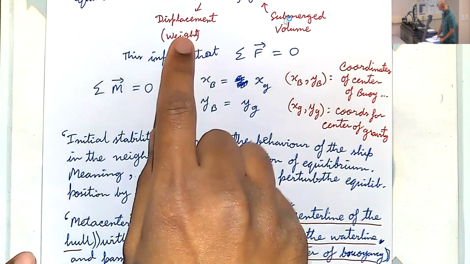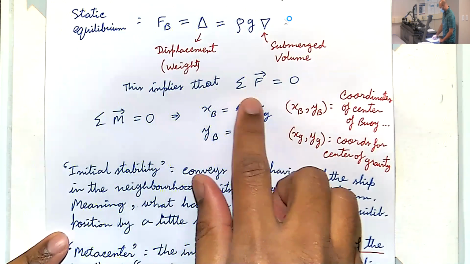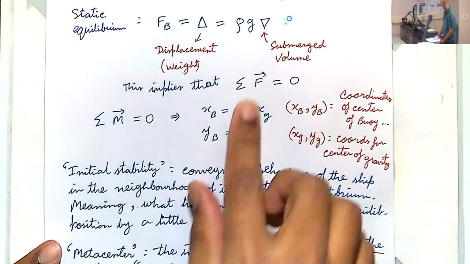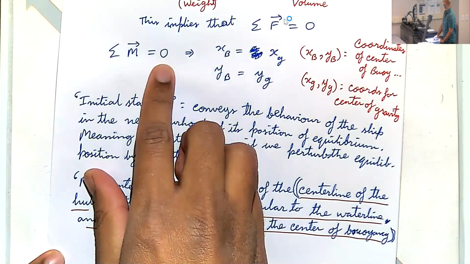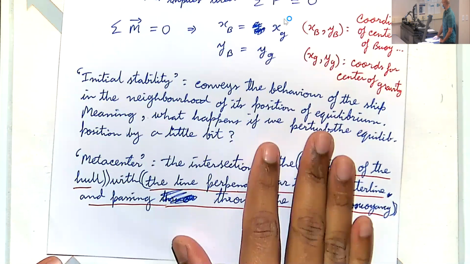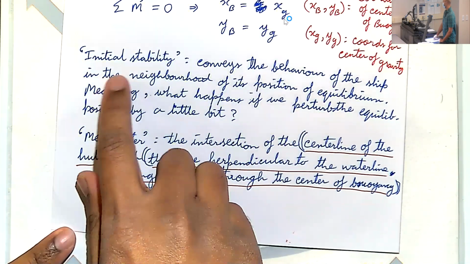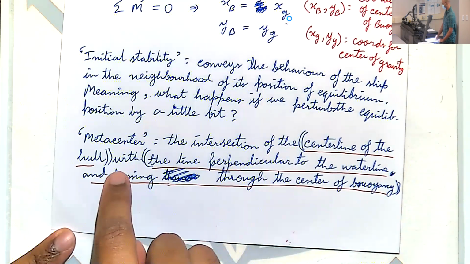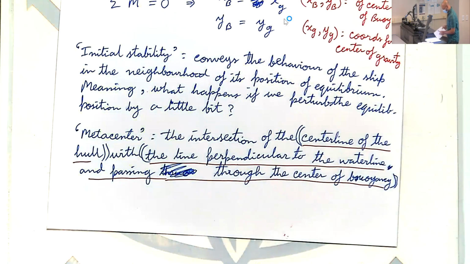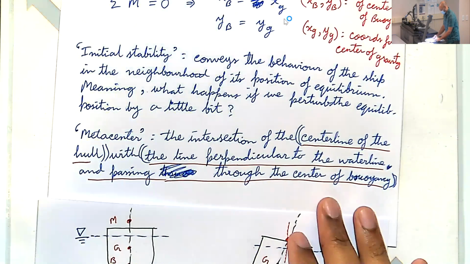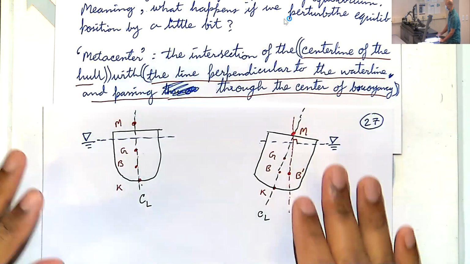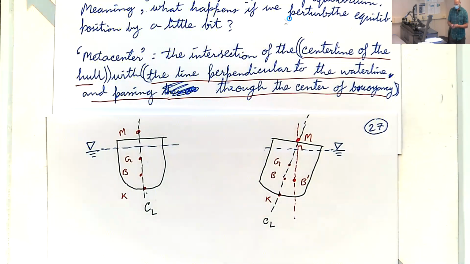So yeah, when everything is in equilibrium, that means the net sum of the forces is 0. Net sum of moments is 0. And then we started talking about initial stability and the metacenter. And we had just started looking at those things for a hull.